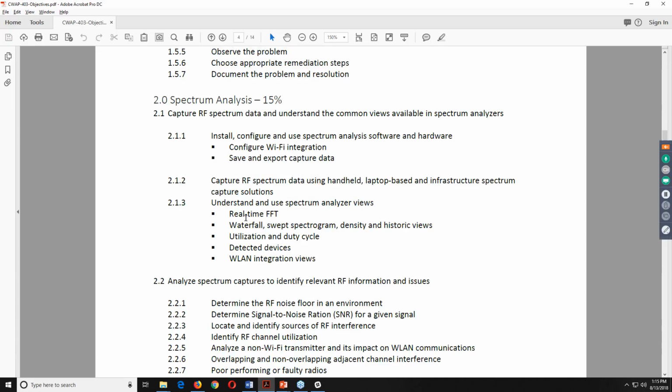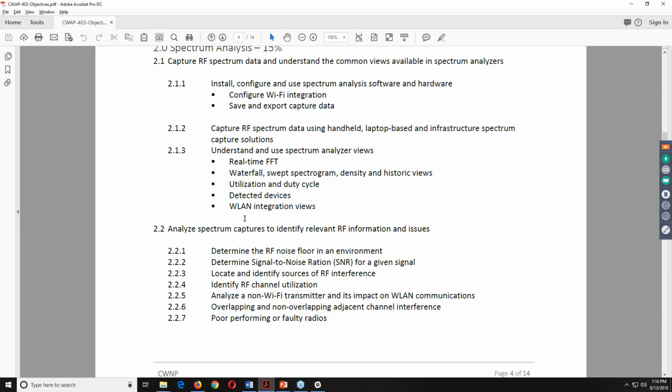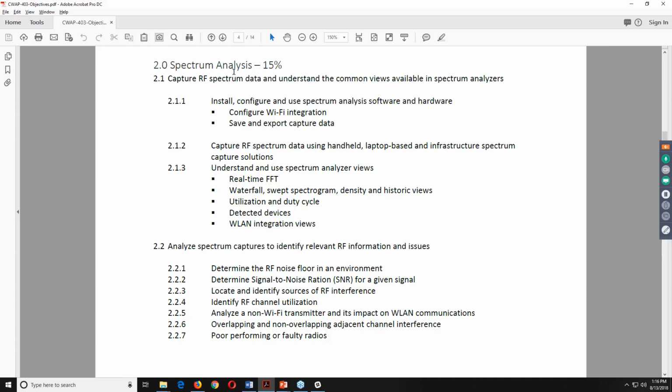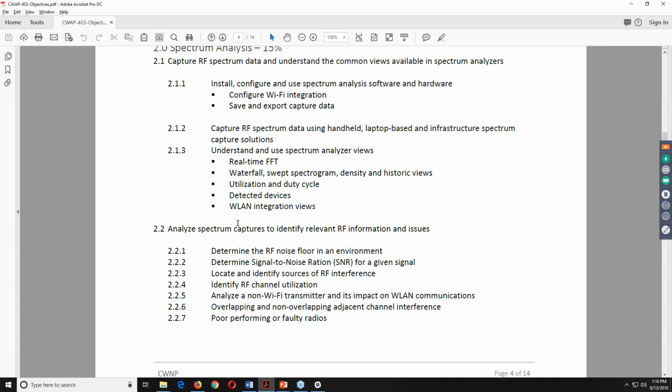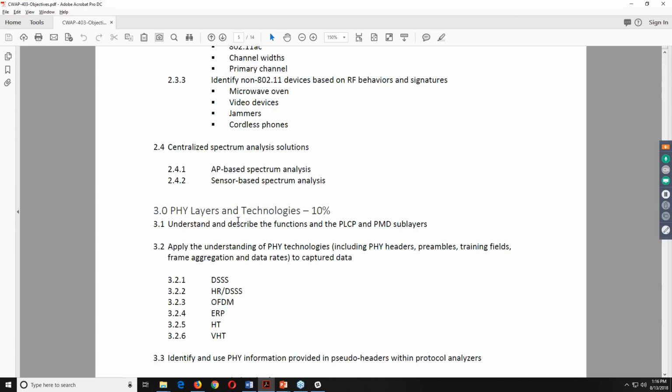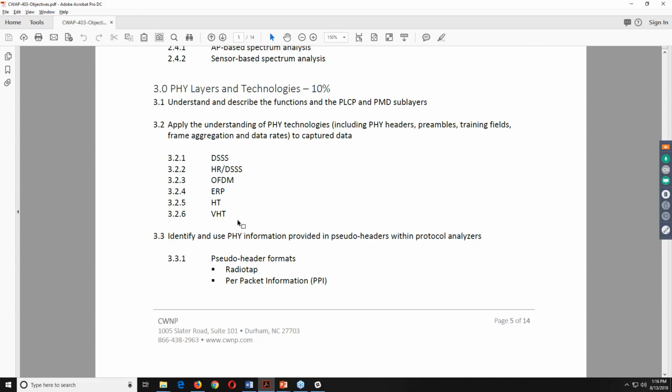And when you go on down, you'll continue to see this action-based language. You need the ability to do protocol analysis. Now we're in spectrum analysis. You need the ability to do spectrum analysis. And then the PHY layers and technologies. Now we're talking about knowledge. So there are some comprehensions. Understand and describe the functions of the PLCP and PMD layers. Apply the understanding of PHY technologies to capture data.